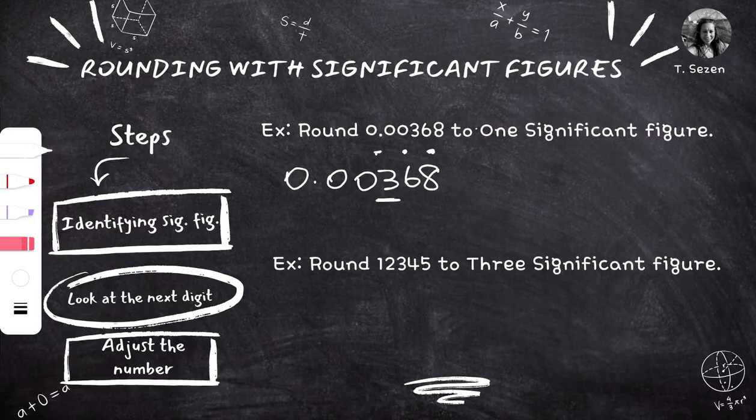Next, we examine the digit that follows our rounding digit, which is 6. Since 6 is greater than 5, we round the rounding digit up by 1. And finally, we will remove all digits after the rounding digit. Since there is a decimal point, as a result, when we round the number, we get 0.004.